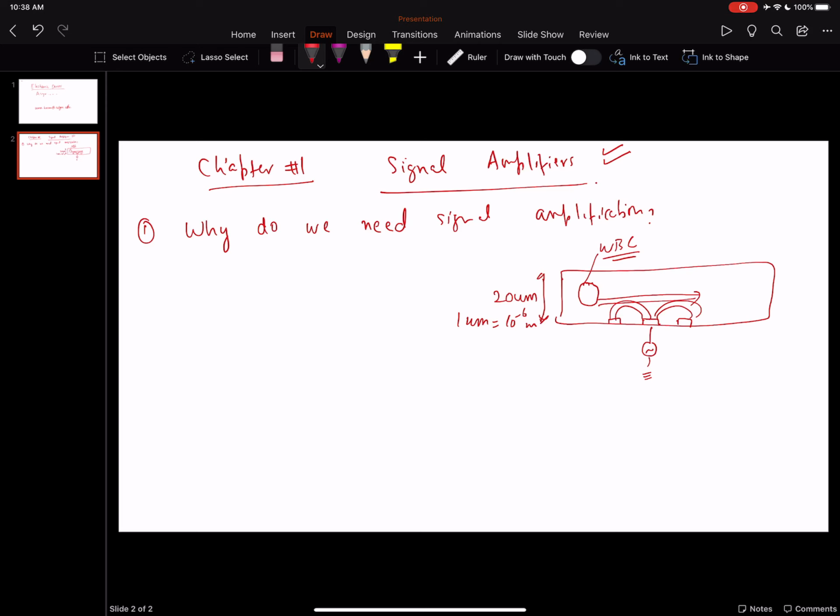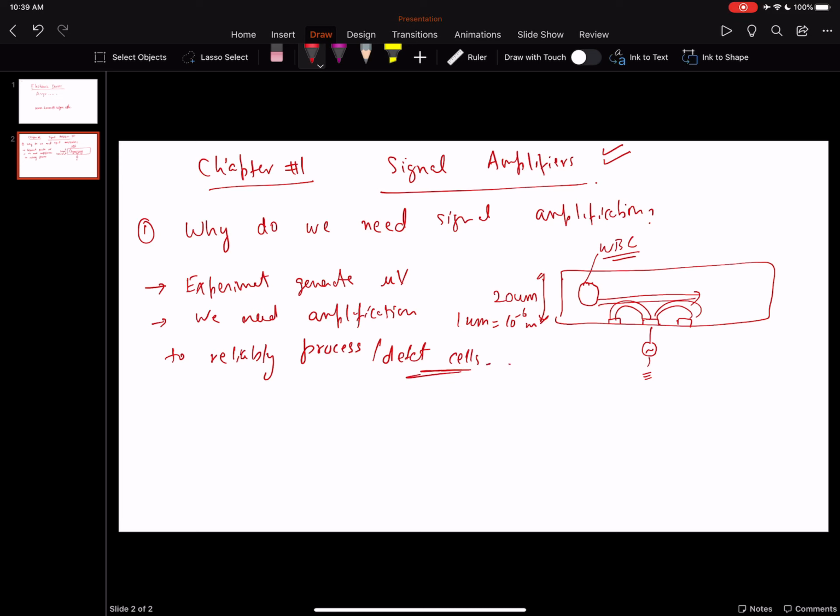Coming back again, signal amplification is super important. For example, in this experiment we generate microvolts. We need amplification of the signal to reliably process it, in this specific case to detect cells here.